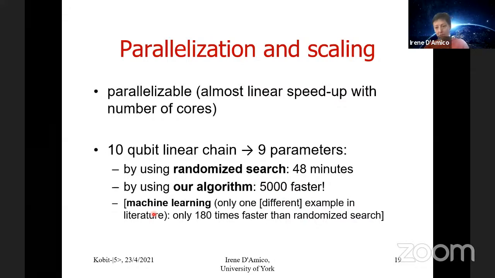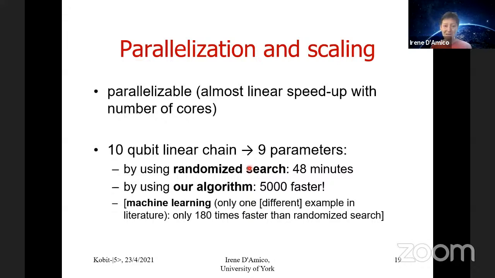The only machine learning algorithm we have found in the literature that was applied to a quantum processing task was a different type of task. The one that was requested was using, if I remember correctly, only 7 parameters, so anyway, a similar type of parameter. And it was also compared to randomized search. And in this case, it was able to improve the randomized search only 180 times. Again, we were able to improve 5,000 times. So we think our algorithm is really very, very good for optimizing quantum processing type of tasks.